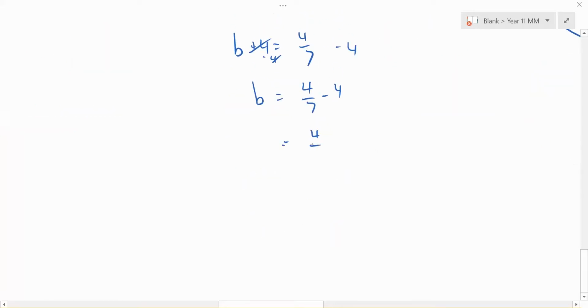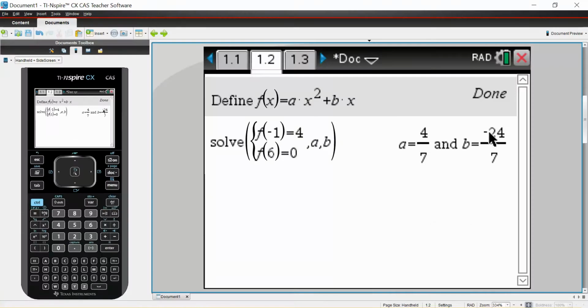That's the same thing as saying 4 on 7, take away 4 on 1. To get the same denominators to add and subtract, times this by 7, times this by 7. 4 on 7 minus 28 on 7. So how many 7s do I have? 4 minus 28, negative 24 on 7, which is exactly what they got as well.